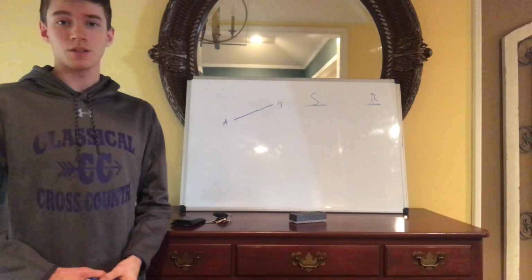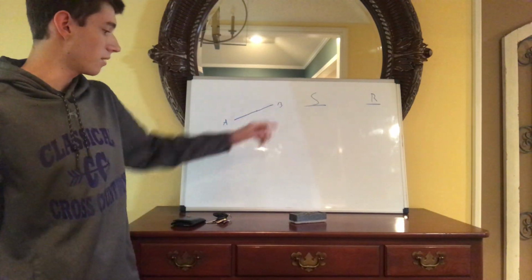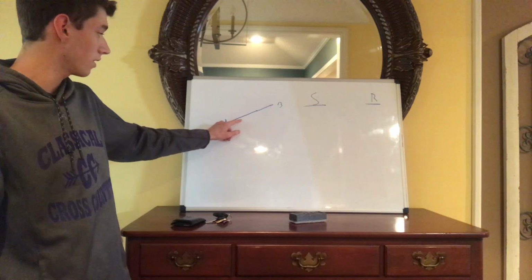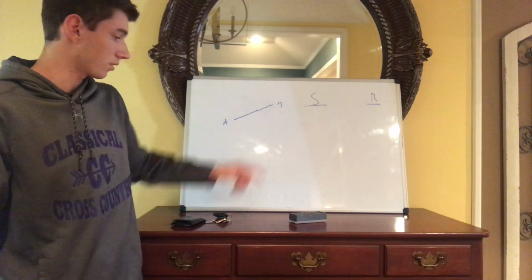Alright, so this is book 4, proposition 10. Our givens is the line AB, and we're trying to prove an isosceles triangle that has this angle right here times 2 is equal to the angle here and the angle here.